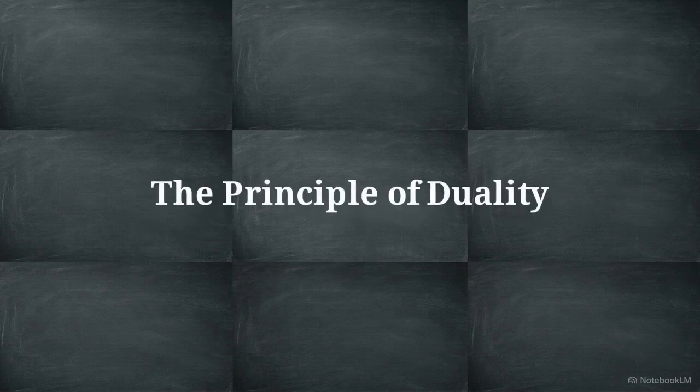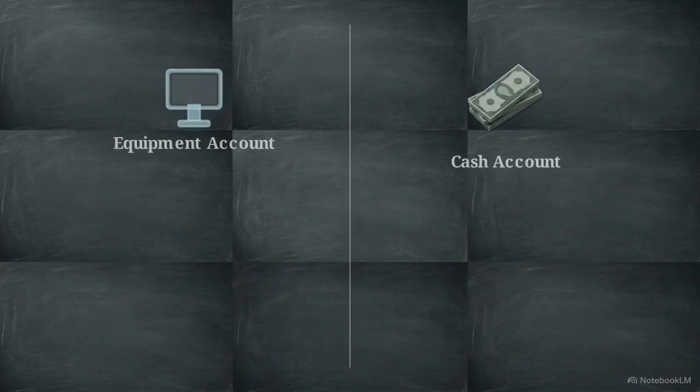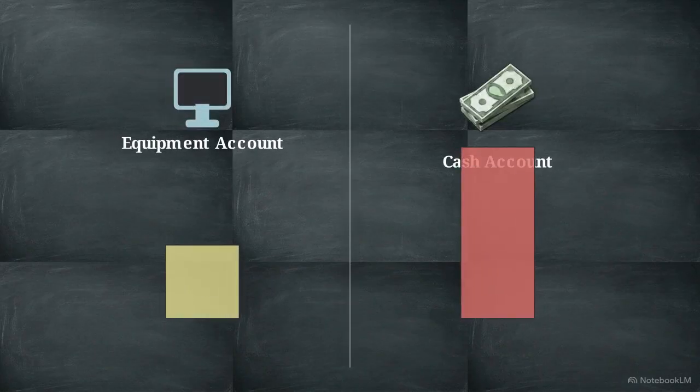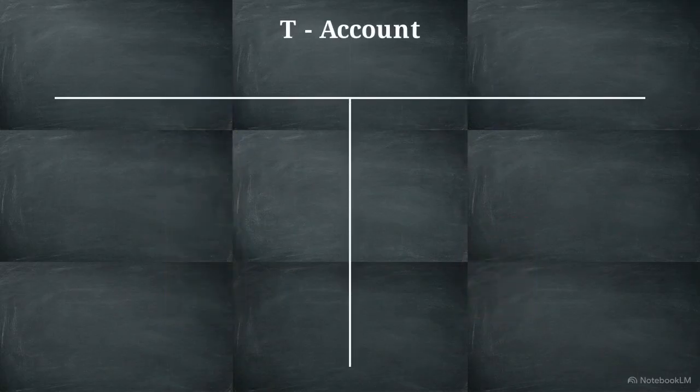Every financial move a business makes has a dual impact. Look at this split-screen visualization. When computer equipment is purchased with cash, two things happen at once. The volume of cash decreases on the right, and the volume of equipment increases on the left by the exact same amount. We track these dual movements using a specific structure called a T account.